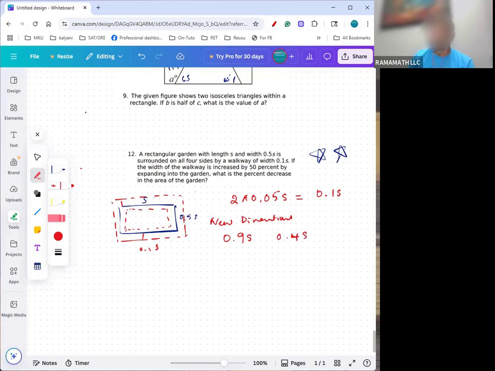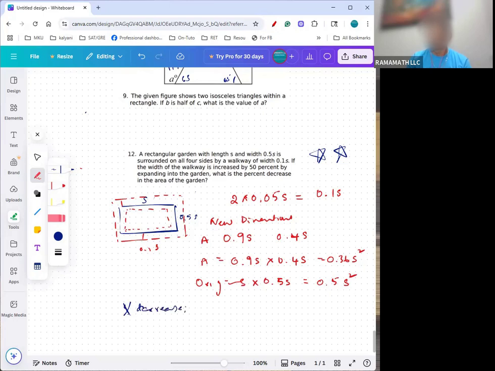Okay. Now let's multiply these. So the area is 0.9 S times 0.4 S, which is 0.36 S square. Good to go? Now the original one, you still have S times 0.5 S, which is 0.5 S square. Everybody following with me? Okay. Now what's the change? Percent increase or percent decrease? Now we're going to find the change. So percent decrease will be 0.5 minus 0.36 over the original. Okay, so do the math. You get 0.28, or that is 28%.